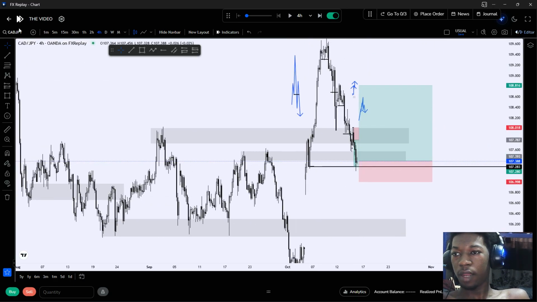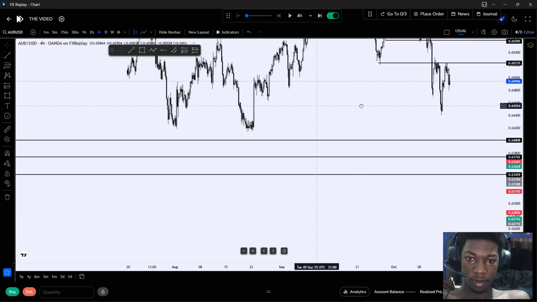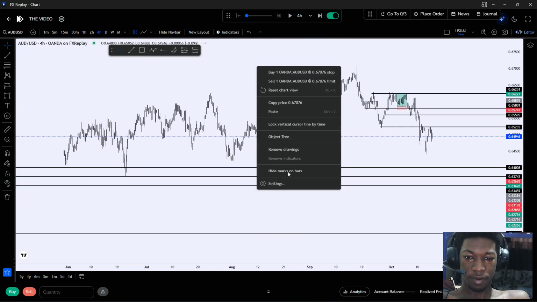So yeah, let me try finding another market with a different setup. Okay, this one, very beautiful. This one is very good.